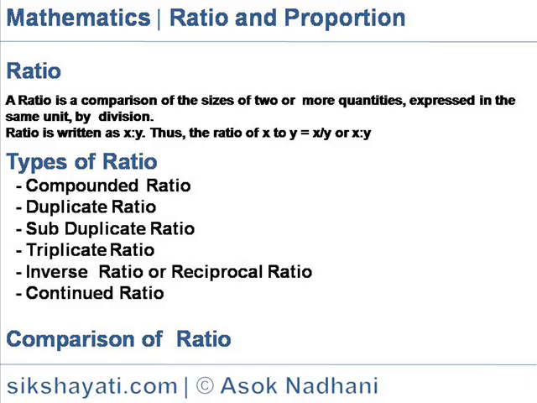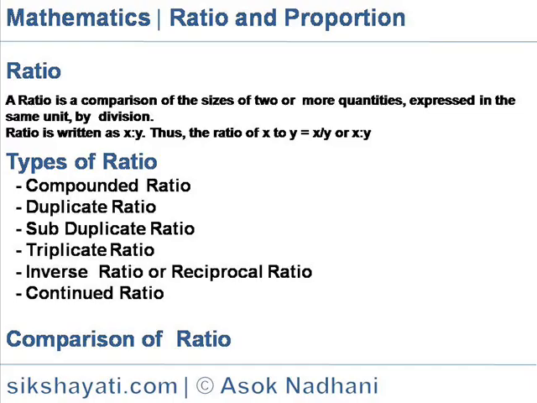Duplicate ratio. The ratio of squares of its terms is called duplicate ratio. For ratio x is to y, x square is to y square is the duplicate ratio. Thus, the duplicate ratio of 5 is to 7 is 5 square is to 7 square, or 25 is to 49.